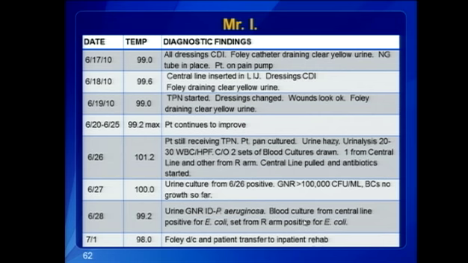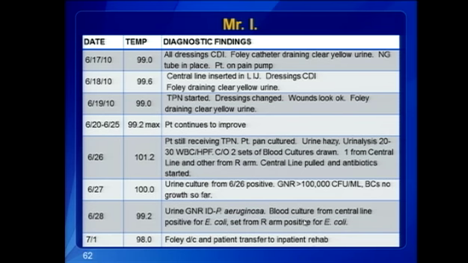On the 18th, the temp is 99.6. Central line is inserted. The dressings are clean, dry, and intact. Foley is without issues. On the 19th, the temp is 99. They started TPN. The dressings were changed, and the wounds look okay. Then the Foley is draining clear yellow urine. Patient's improving from 6/20 to 6/25, and the maximum temperature during that time was 99.2.